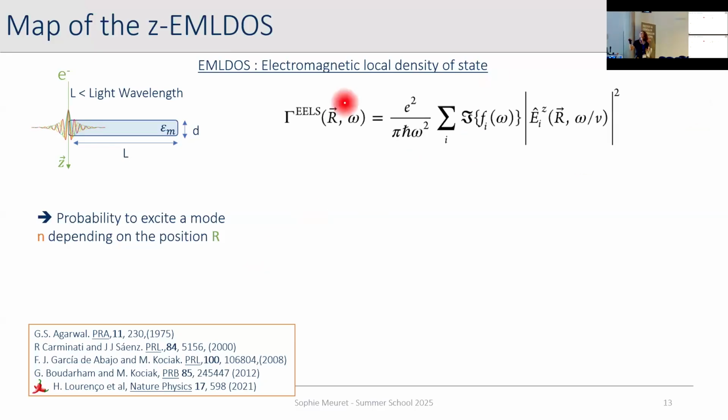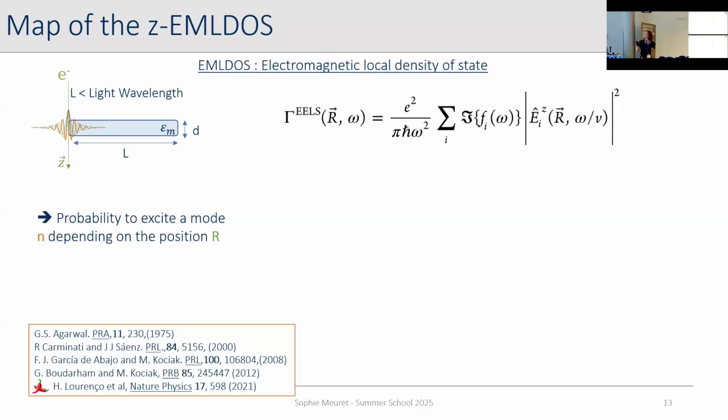So this is the formula that I chose. There are a lot of different formalisms. This is from the paper of Arthur Losquin and Mathieu Kociak, who developed the probability of exciting your material. So this is the EELS probability, the probability of exciting the material at a specific position. This is the R here, depending on your material and the properties of your material for surface plasmon.